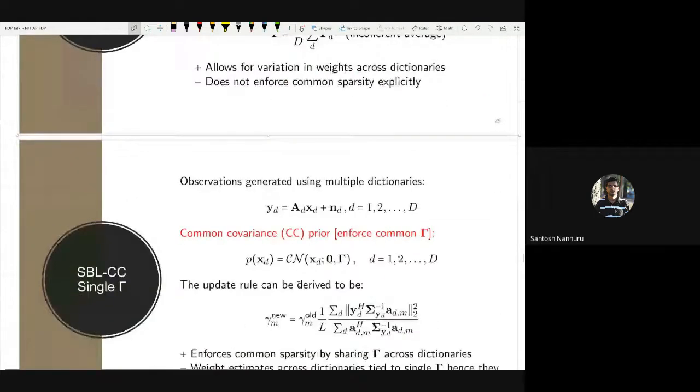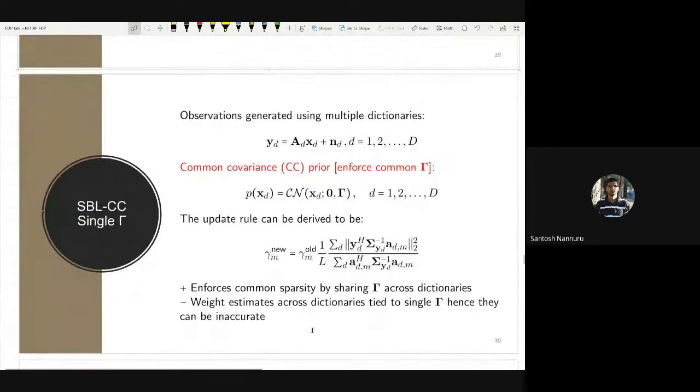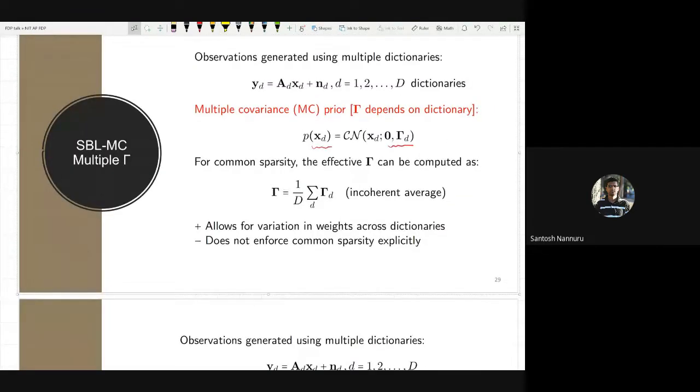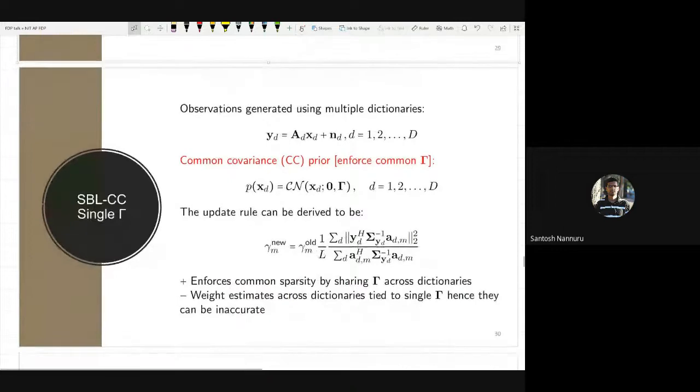And this is another model, that is common covariance. So here what you do is, irrespective of D, you assume it's the same covariance gamma, right? Previously you introduced gamma_D for each D. Now I'm saying no, I don't want that. I just want a single gamma for all dictionaries, right? So this way I have much fewer parameters to estimate. Again, you can derive the update rule, apply the formula.